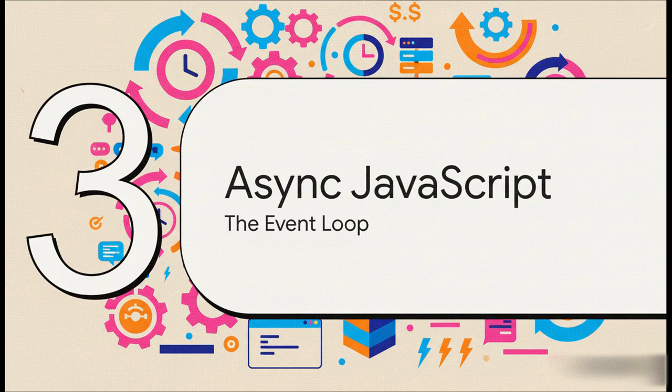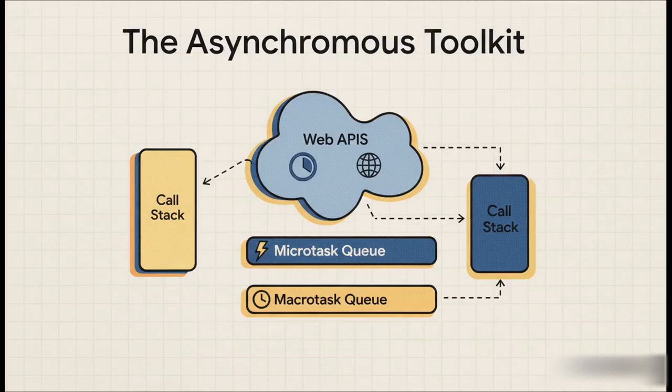This is it, the final boss, the question that truly separates the juniors from the seniors. How does a single-threaded language like JavaScript do multiple things at once without just freezing? The answer is one of the most elegant ideas in programming, the event loop. To get how this all works, we first need to meet the main players.